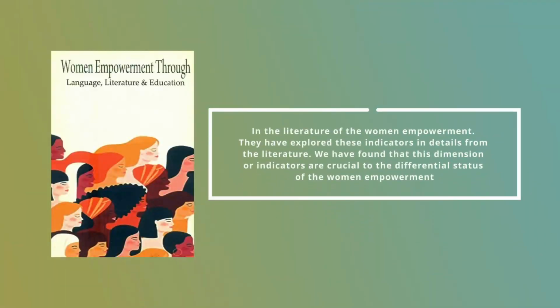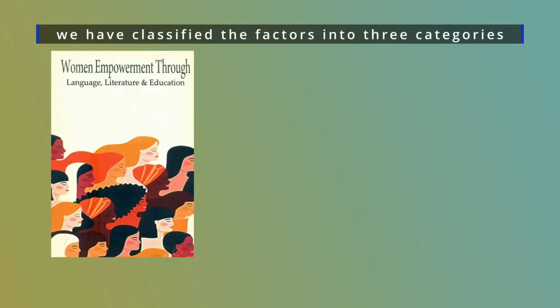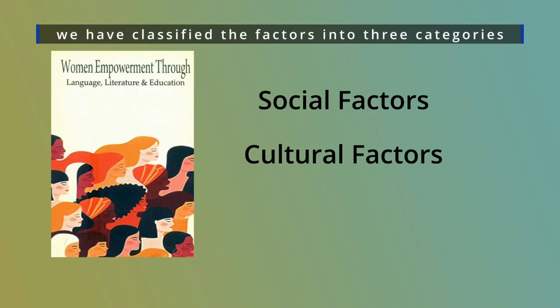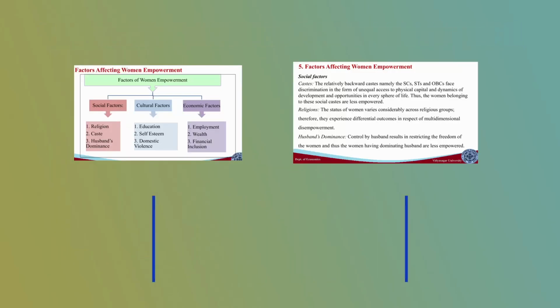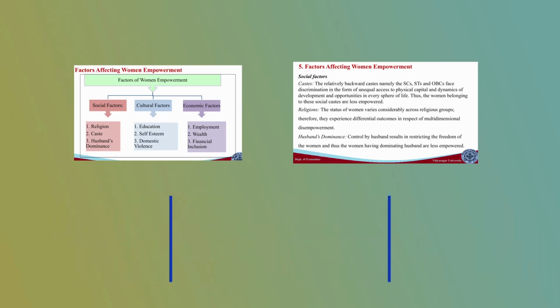In the literature on women empowerment, these indicators have been explored in detail. From the literature, we have found that these dimensions or indicators are crucial to the differential status of women empowerment. And we have classified the factors into three categories: social factors, cultural factors, and economic factors. In the case of social factors, religion, that is the religious affiliation of the woman, caste affiliation of the woman, as well as husband dominance, are the factors that affect the status of women empowerment.